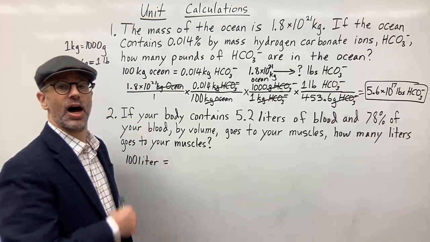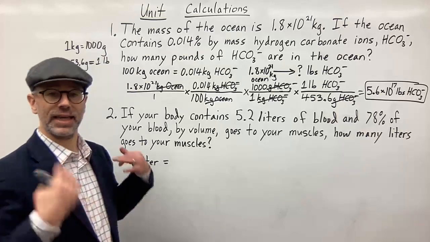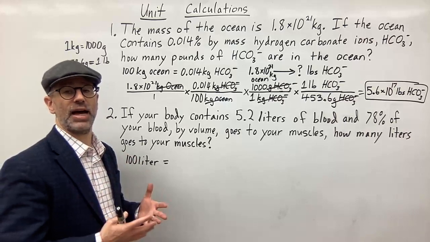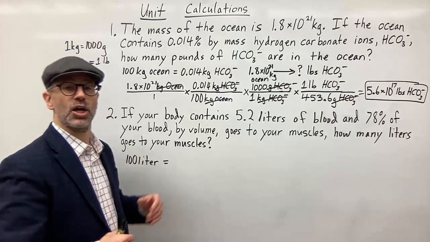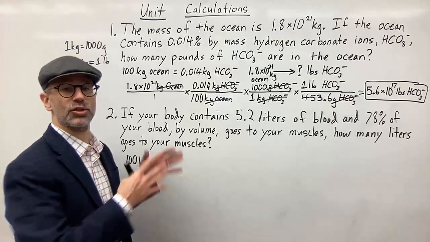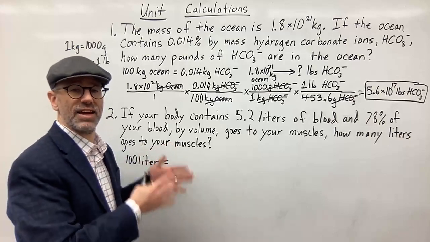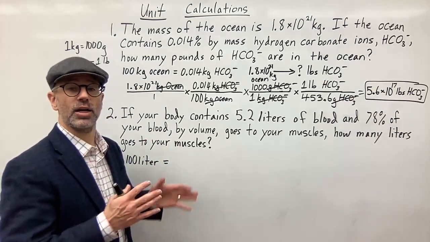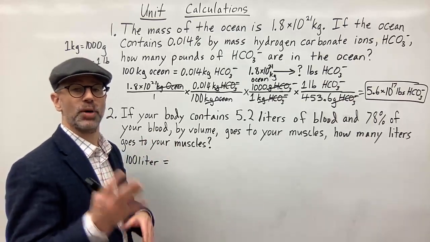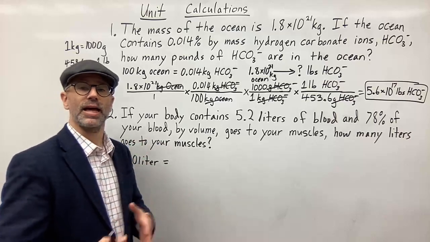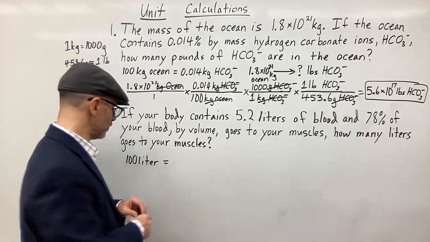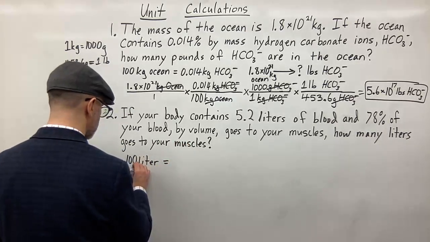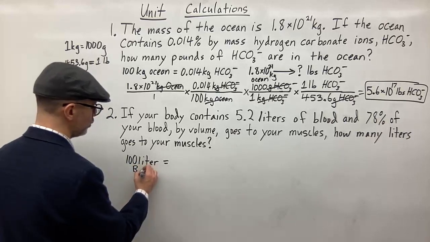So here, of the blood that's being pumped through your body, that you have in your body, that's pumped through your heart, right? 78% of that blood is going to your muscles. So 78%, that's out of 100. So 78 out of 100. 78 what? 78 liters, right? Out of 100 liters of what? So out of 100 liters that is pumped through your body, through your heart, 78 of those are going to go to your muscles. So 100 liters of blood, we'll say blood to the heart.